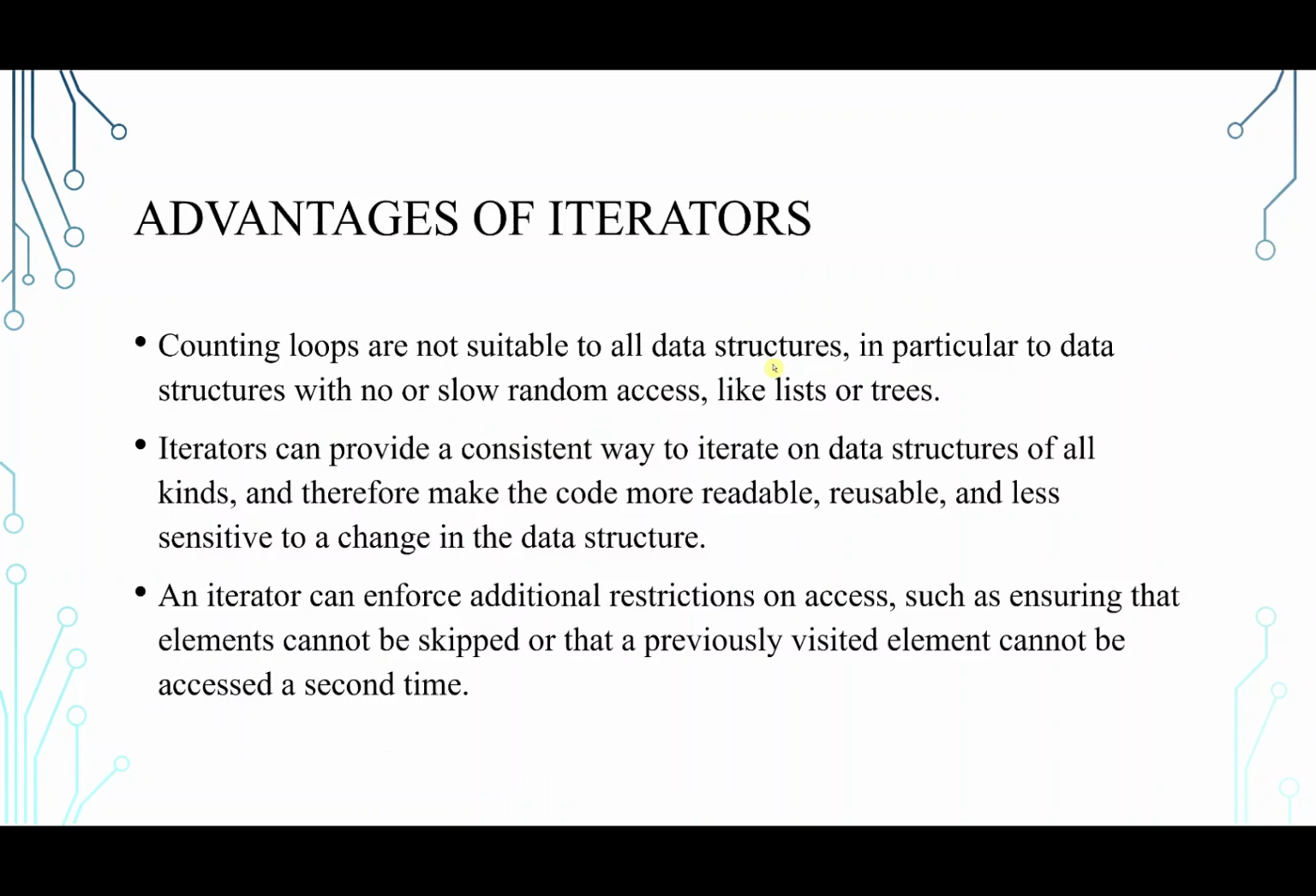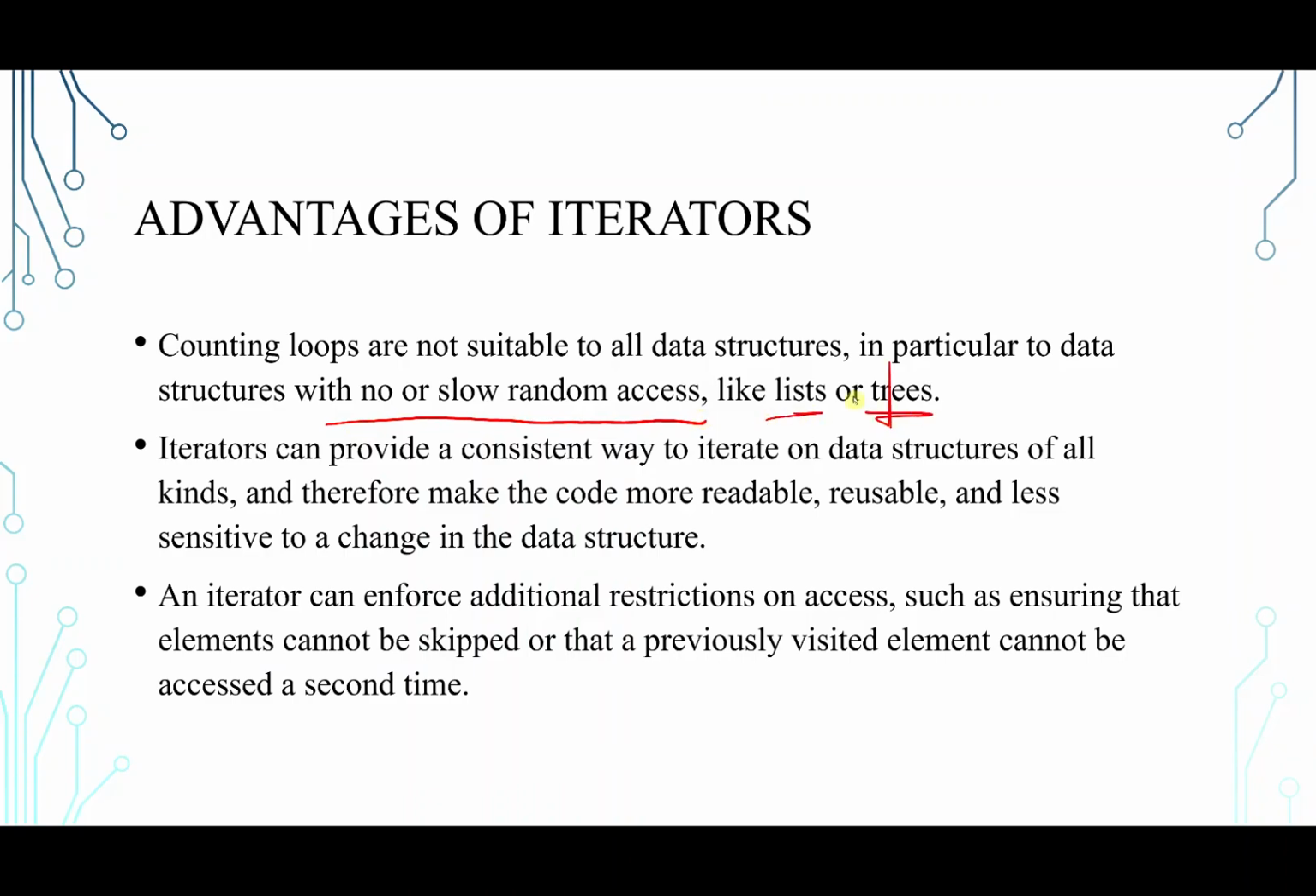So the advantages of iterators: counting loops are not suitable for all data structures. With something like a linked list, you cannot do counting loops because they don't have indices. You can use that in arrays, but not in linked lists. So you would need something new like iterators for the new data structures with no or slow random access, like again lists or trees.